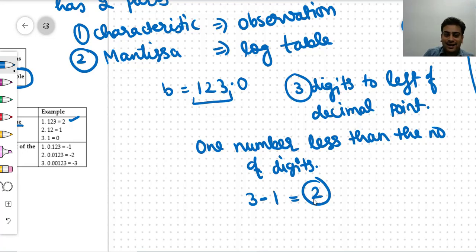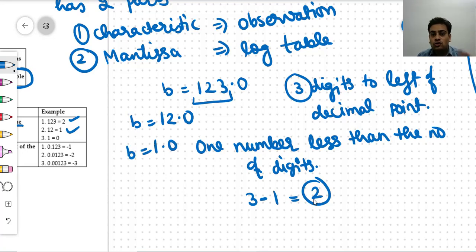Right? For another example, let's say 12.0. You have only 2 digits to the left of the decimal, so you will take 1 as your characteristic. If you take the example of 1.0, only 1 digit is to the left of the decimal, so you will take 0 as your characteristic.